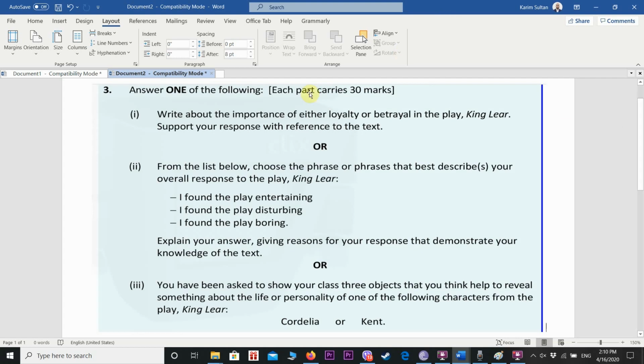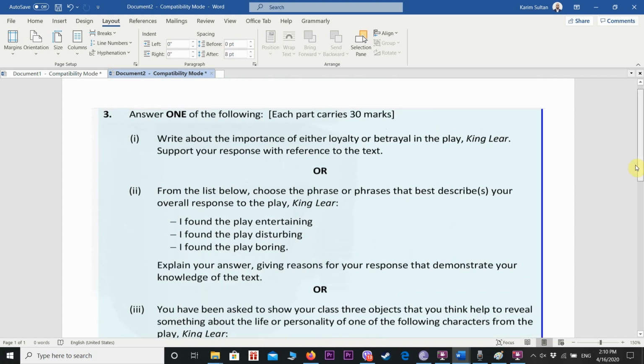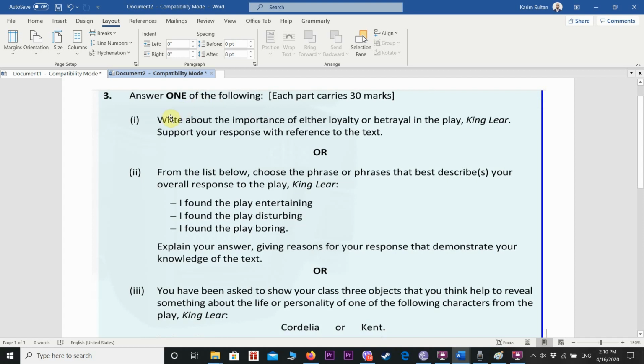So take a look at this set of questions. I think this is the 2018 mock exam. I'm not pretty sure, but anyway. The first question that you get, of course, you have to choose one of them and not answer all three. So the first one is, write about the importance of either loyalty or betrayal in the play King Lear. This is very easy so far, so clear. Loyalty is highly portrayed through Cordelia, betrayal is highly portrayed through the other sisters, and then you can also talk about the subplot about Gloucester and his sons.